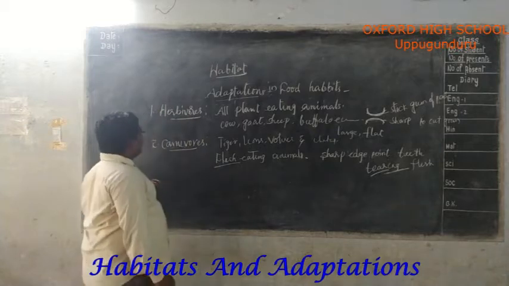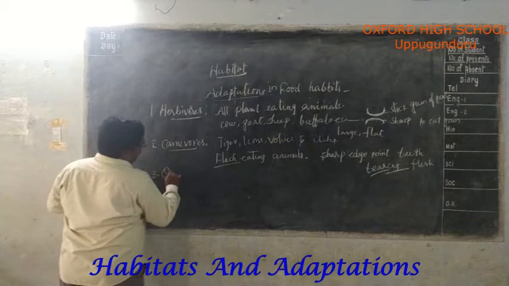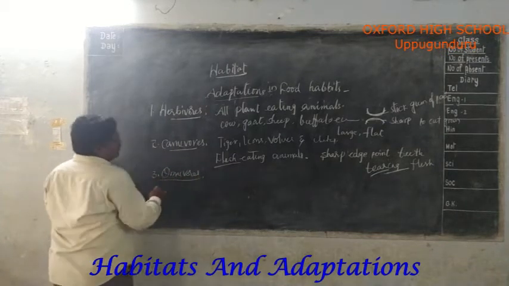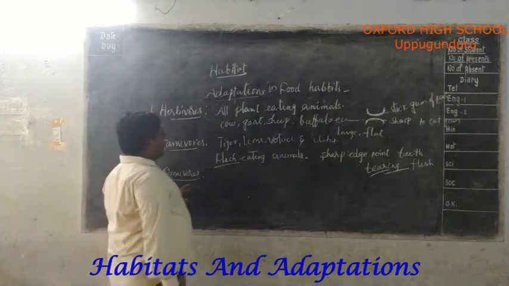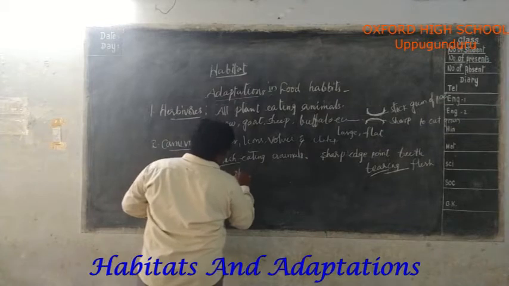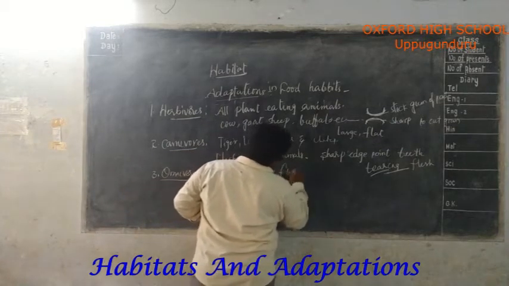And the third group of organisms are omnivores. Omnivores are both plant and flesh-eating animals.